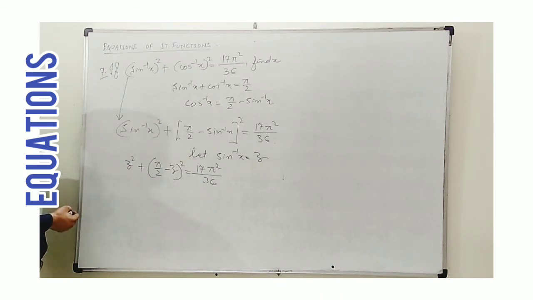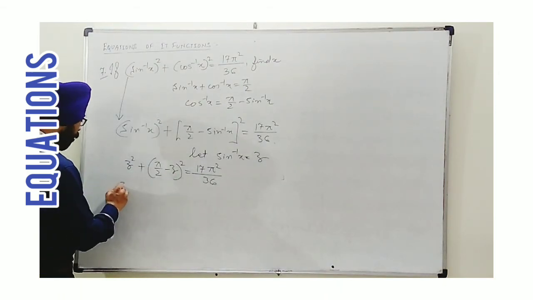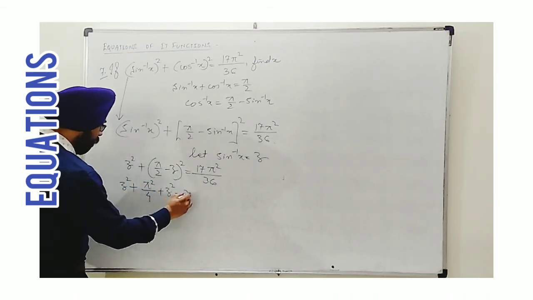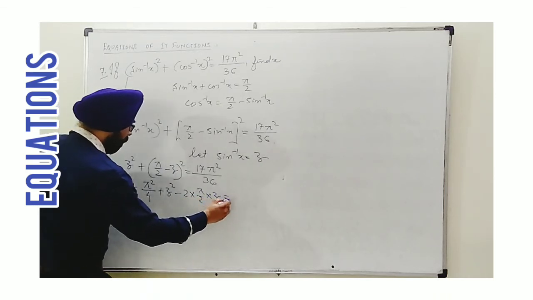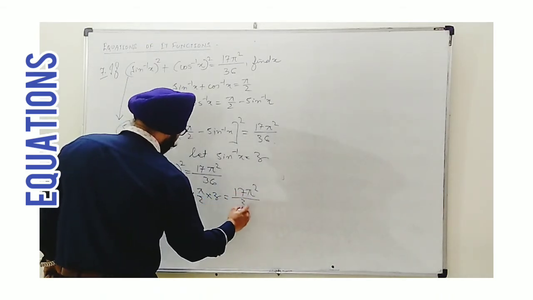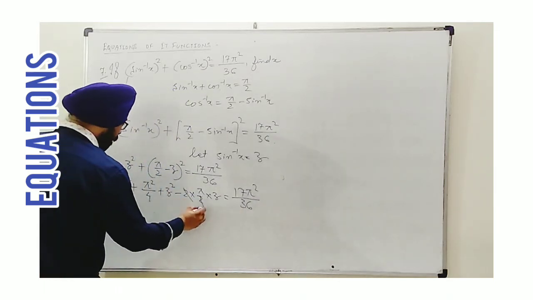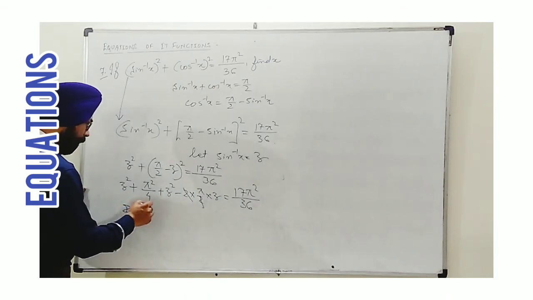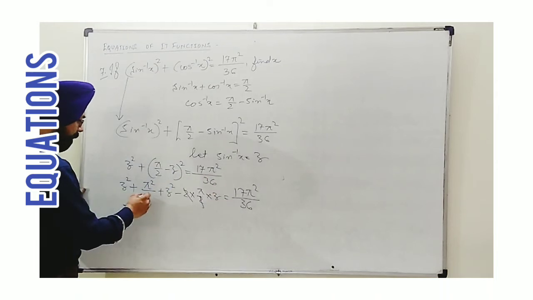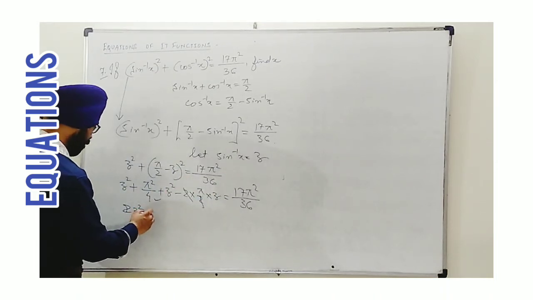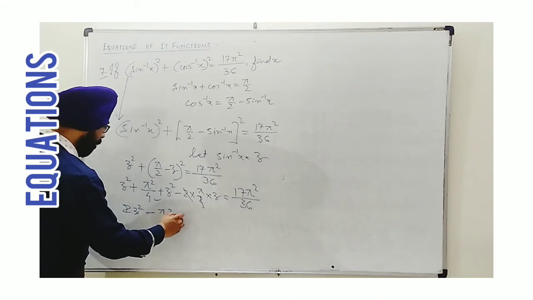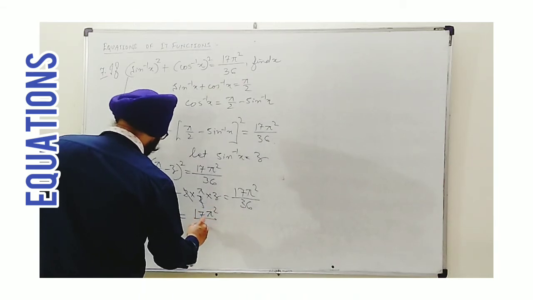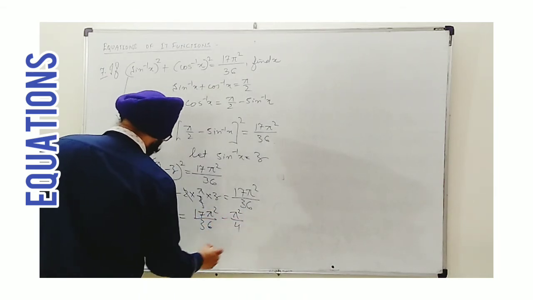Now we can simplify this quadratic equation. This will become (a minus b) whole square: z square plus pi square by 4 plus z square minus 2ab, equal to 17 pi square by 36. Now these two cancel out, and this will become 2z square. This pi square by 4 can be shifted to the right hand side, being constant. To simplify this term, we get pi z here, equal to 17 pi square by 36 minus pi square by 4.